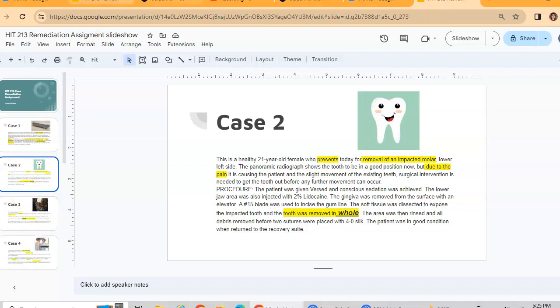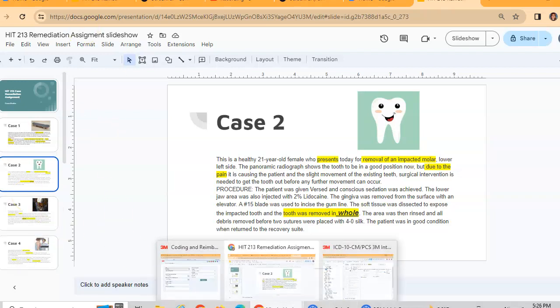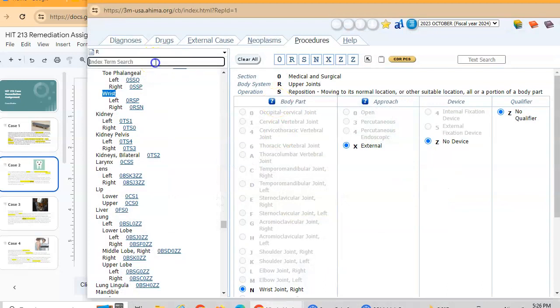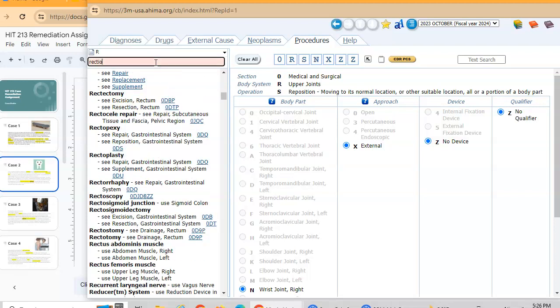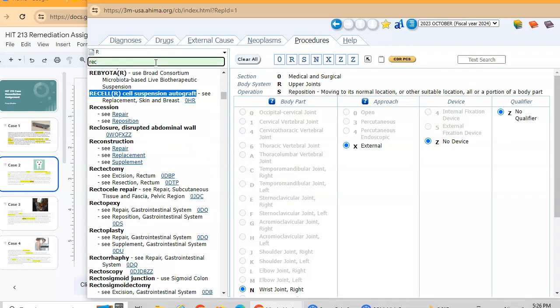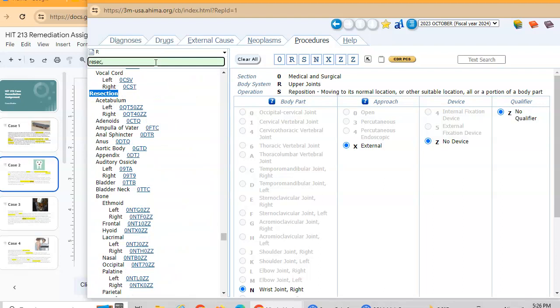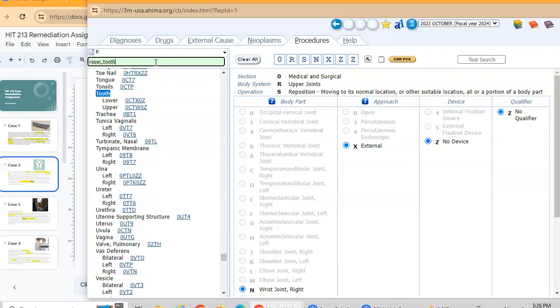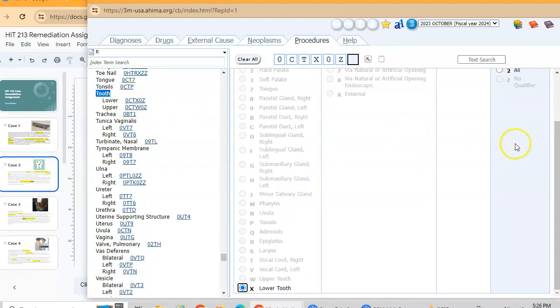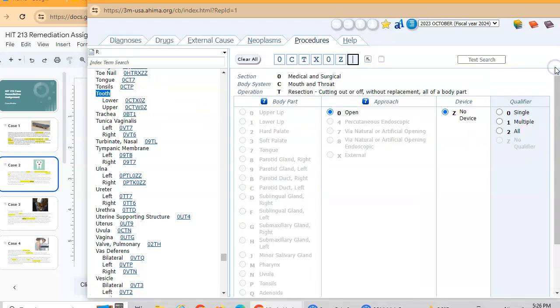In coding this, I would start with the resection. Since it was removed in whole, we know it was the tooth, and we know that it was a lower tooth. So it pretty much looks like it's self-populated. We need to pick a qualifier. I am going to choose 0 since it was a single molar. So that gives us our code of 0CTX0Z0.